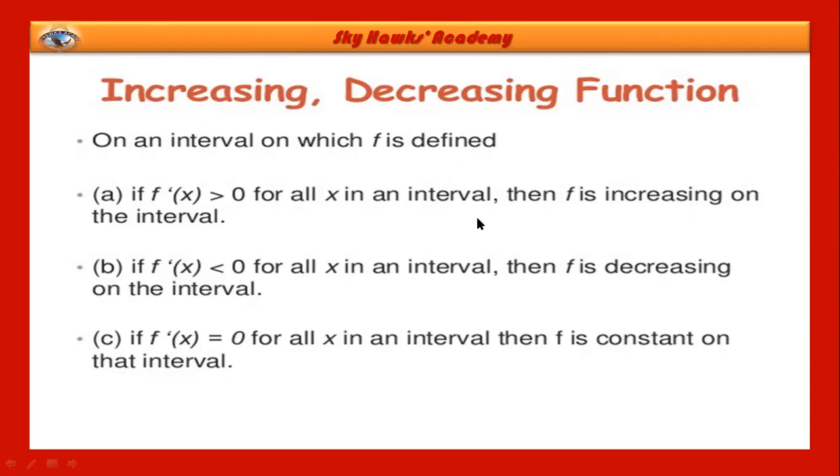is increasing on the interval. If f prime of x is less than 0 for all x in an interval, then f is decreasing on the interval. If f prime of x is equal to 0 for all the x in the interval, then f is constant on the interval. So actually, this is what we can say for the extreme values. That was also included in those. I have seen your screenshots, and there were the extreme values. So this test is being used for the extreme values.